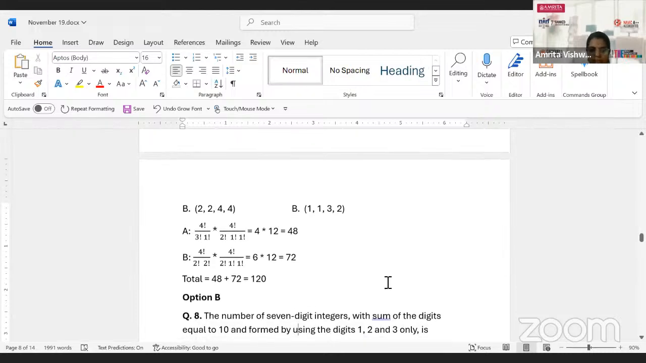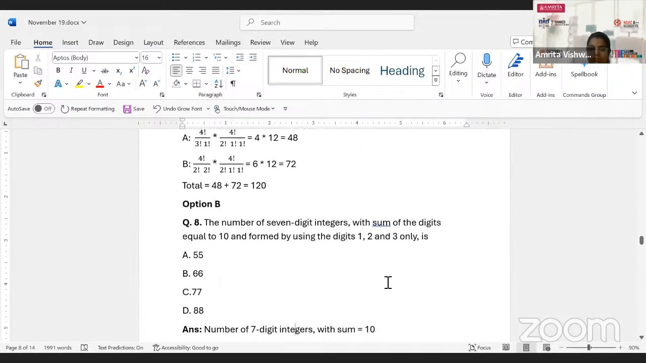Now I think we'll move to the next question. Number of 7-digit integers with sum of digits equal to 10 and formed by the digits 1, 2, and 3 only. You have to find 7-digit integers. How many 7-digit integers with the sum of the digits equal to 10 can be formed by a combination of 1, 2, and 3?